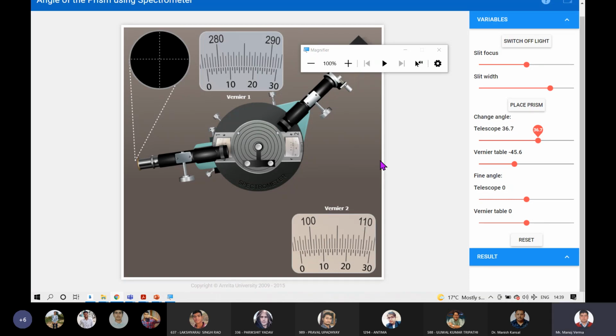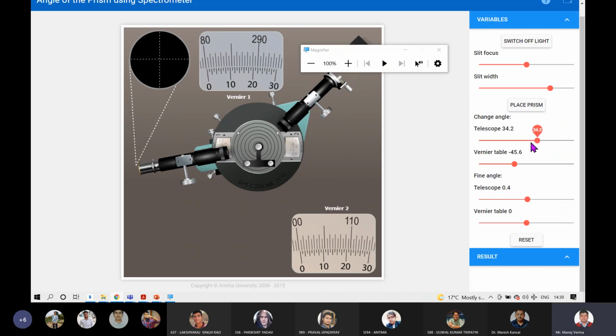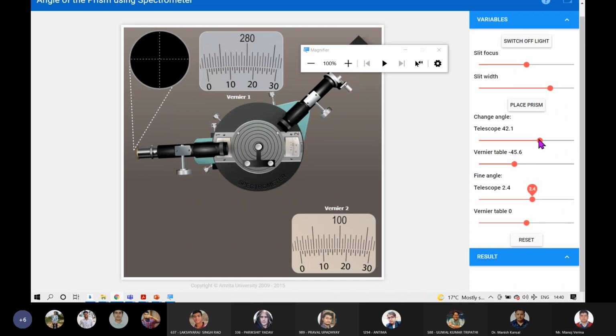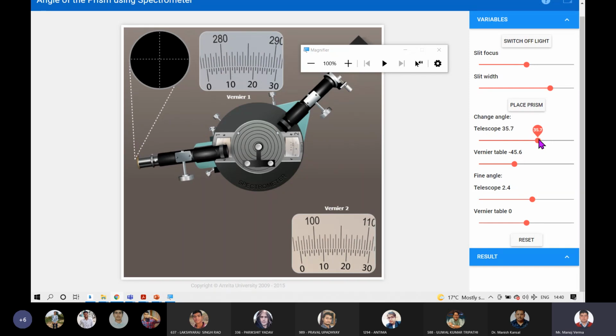Another thing, the position of this telescope can also be changed by fine tuning. You can see by changing this slider, the position was changing very fast. But for fine changing of this telescope, you can also use this slider. It will slightly change the position. Okay, so I will show you how to take observations and what the cross section was.